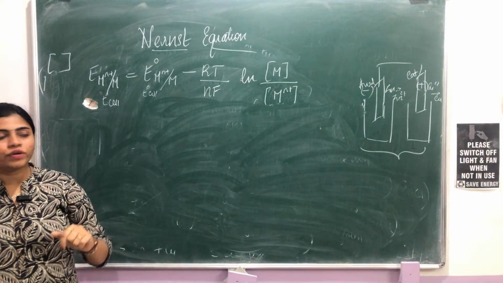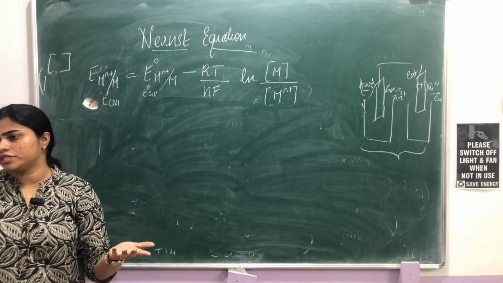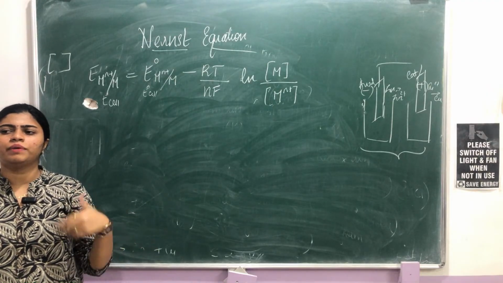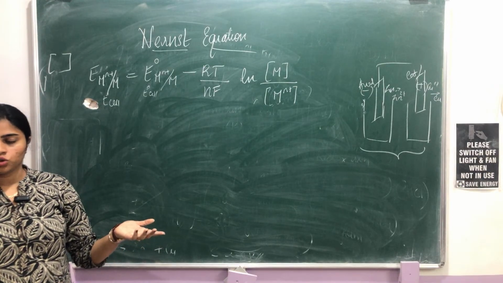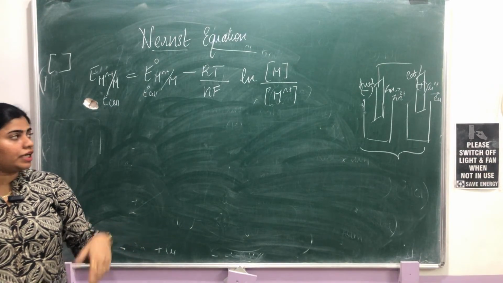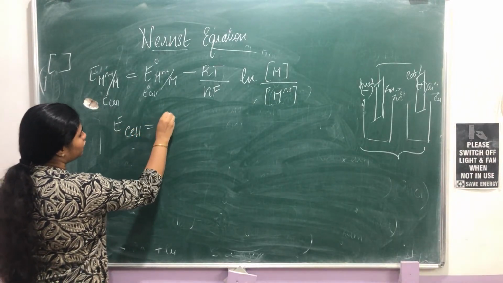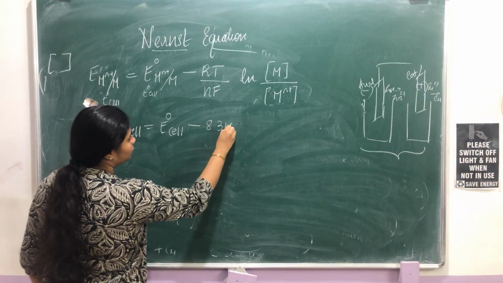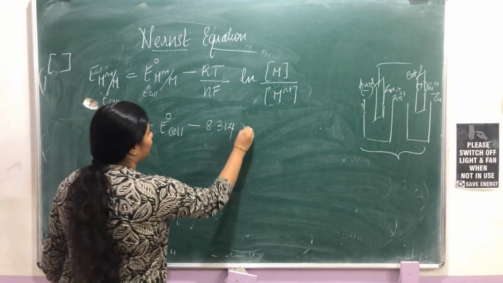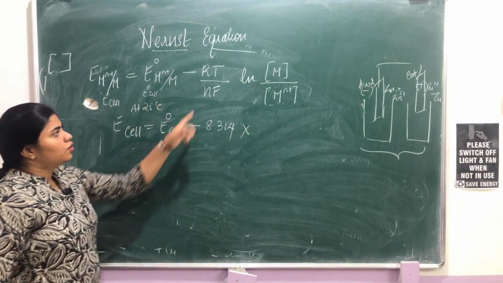But usually what we do is we consider T as 25 degrees Celsius. If 25 degrees Celsius, what will it be in Kelvin? 298, that is 273 plus 25. So write down, can I write this as E cell is equal to E naught cell minus R, what is it? 8.314 into... write down, this is at 25 degrees Celsius. What will be T?